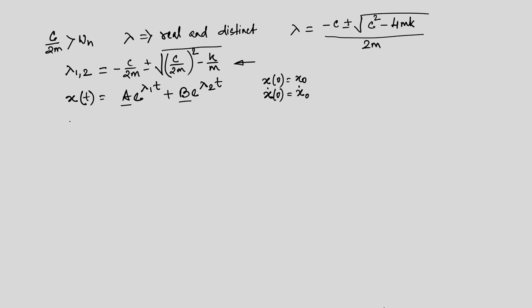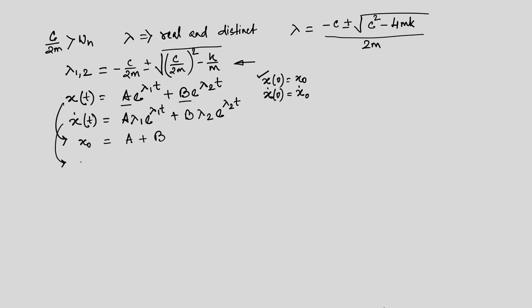For that, let us first differentiate x of t. If we do that, we have A lambda 1 e to the power lambda 1 t plus B lambda 2 e to the power lambda 2 t. Okay. So, we can satisfy the first condition. In this case, at t equal to 0, we have x naught, which is equal to A plus B. Then for the second case, we have x dot naught is equal to A lambda 1 plus B lambda 2. So, we have altogether two unknowns and two simultaneous equations, and then we can easily solve this.